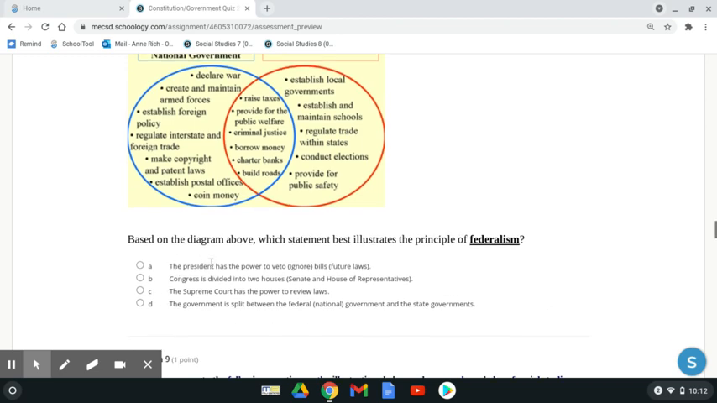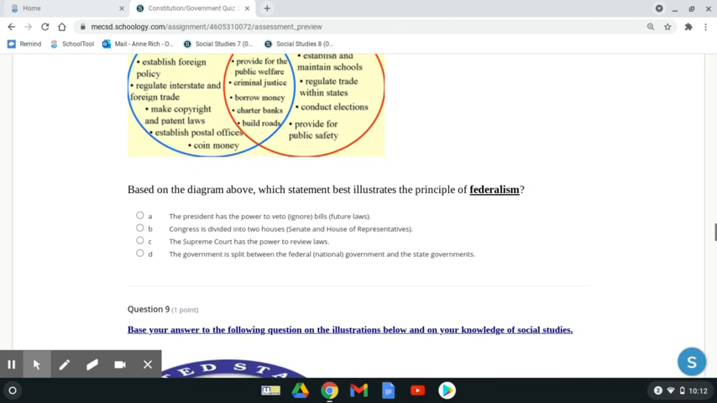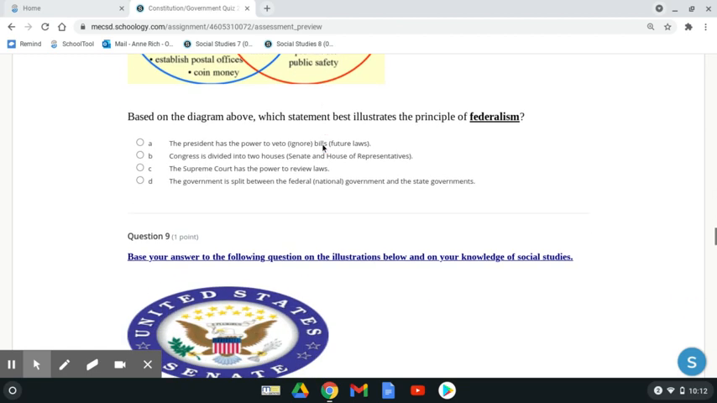A, the president has the power to veto or ignore future laws called bills. B, Congress is divided into 2 houses, both the Senate and the House of Representatives. C, the Supreme Court has the power to review laws. Or D, the government is split between the federal government and state governments. Make sure your answer reflects information from the Venn diagram.